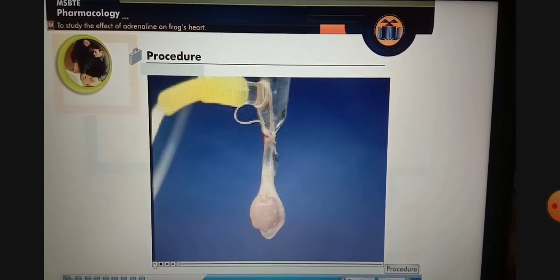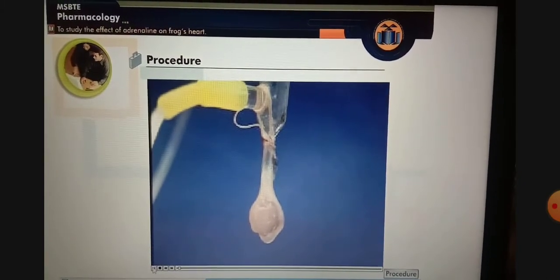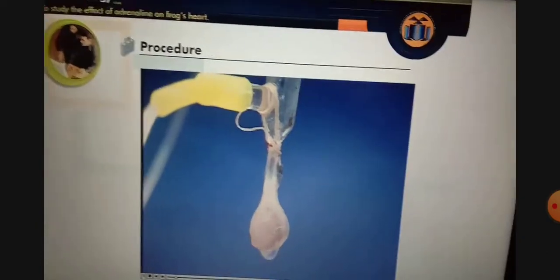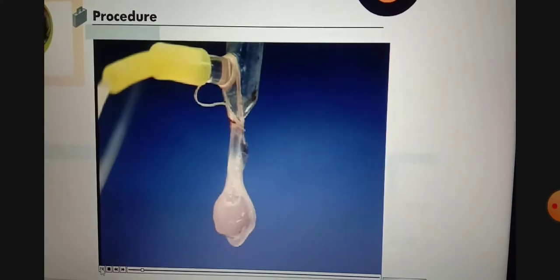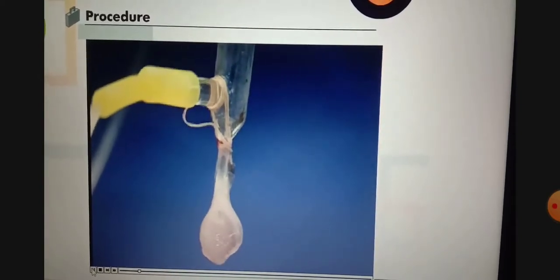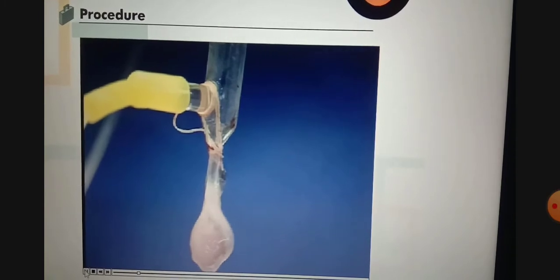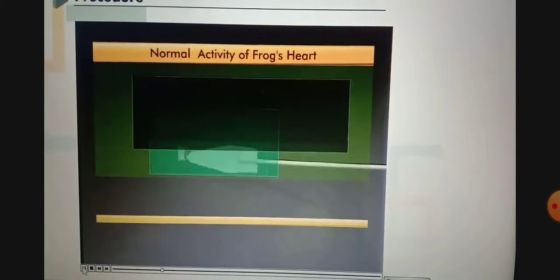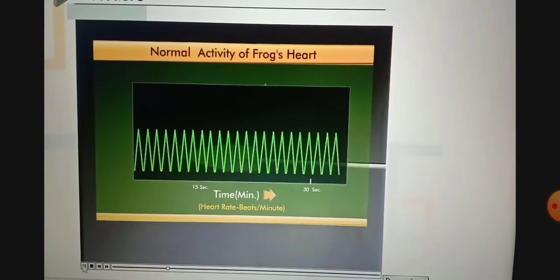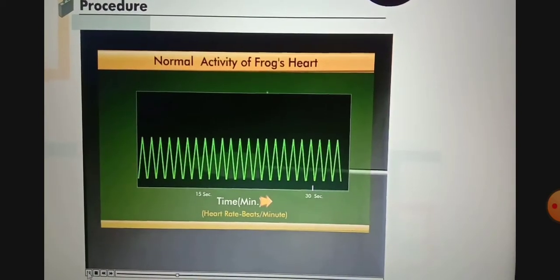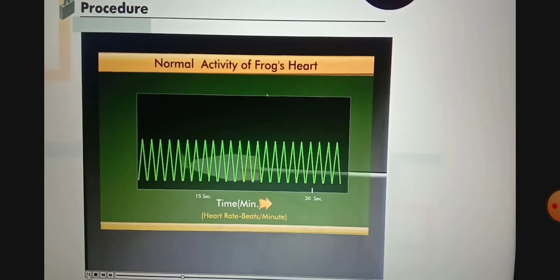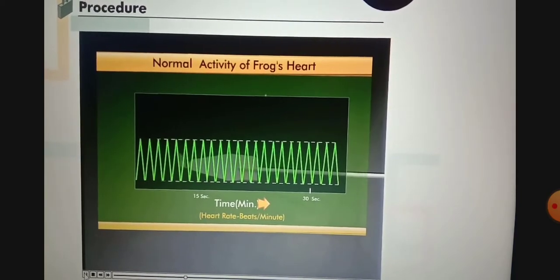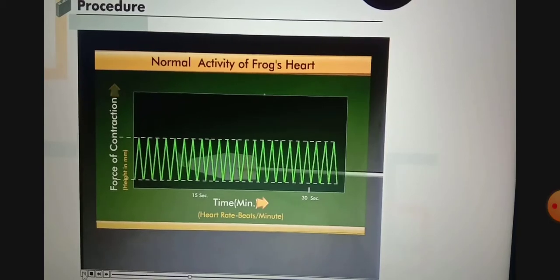Here is the procedure of experiment. For studying the effect of adrenaline on frog's heart, perfuse isolated and mounted frog's heart with frog Ringer solution. Now start the drum and record normal contractions of heart on smoked paper for 1 minute. In these tracings, the number of beats per minute indicates rate of contraction of heart, whereas height of a single beat indicates force of contraction.